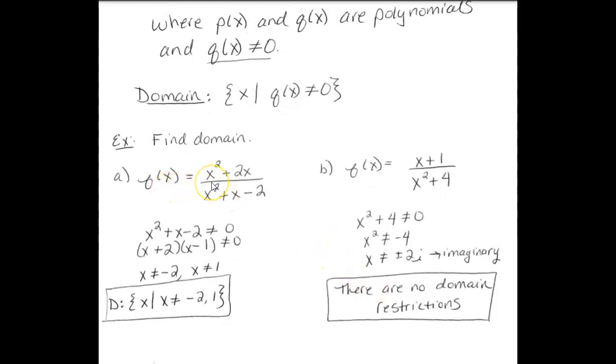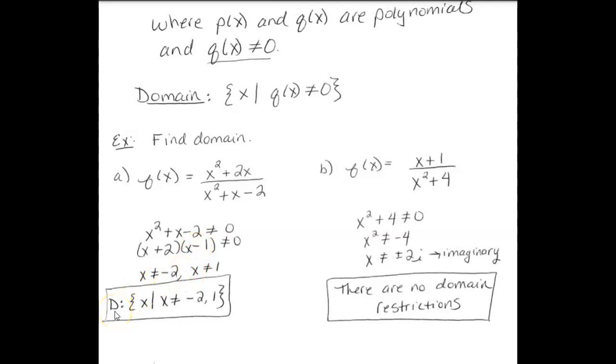So f of x equals x squared plus 2x divided by x squared plus x minus 2. This would be an example of a rational function. If we're just finding domain, we want to make sure that the denominator, x squared plus x minus 2, is not equal to 0. So this will factor into x plus 2 times x minus 1. Setting each of these factors equal to 0 means we have to restrict the value, so x cannot be negative 2 and x cannot be 1.